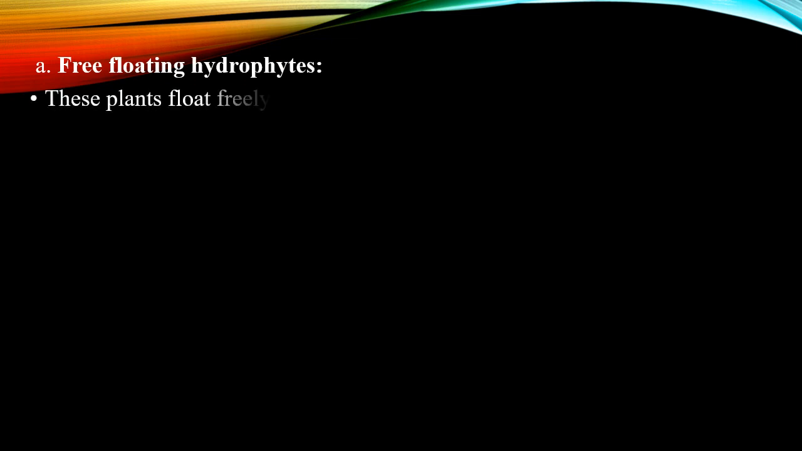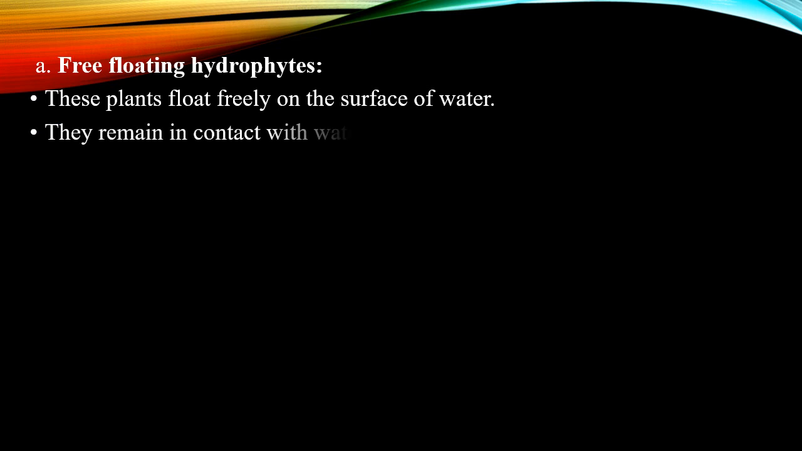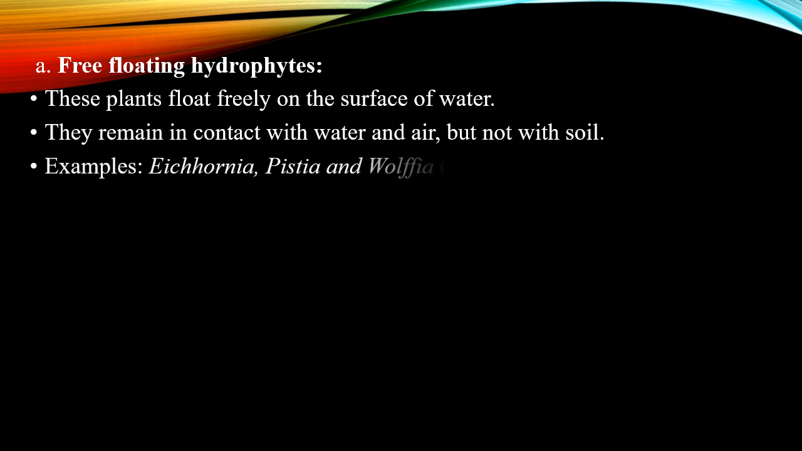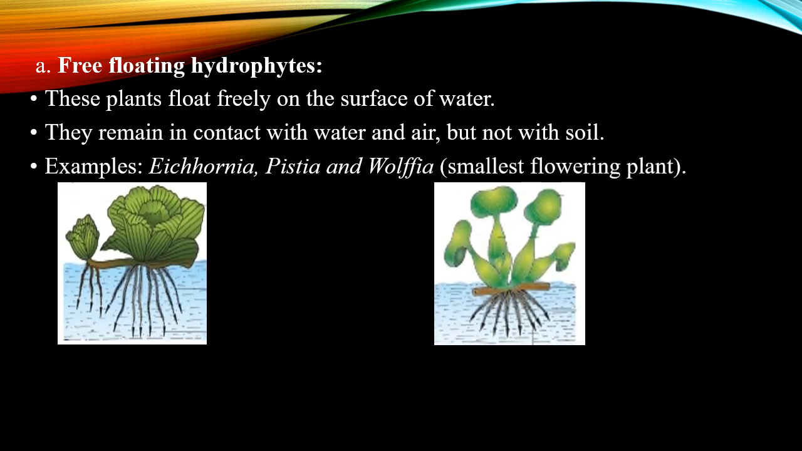Free floating hydrophytes. These plants float freely on the surface of the water and they have direct contact with water and air, and they do not have contact with the soil. Now let us see examples like Eichhornia, Pistia and Wolffia. Commonly these plants have floating leaves which help the plant to float, and it is attached to the stolon or to the offset.